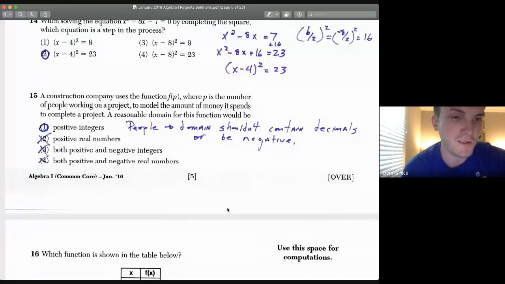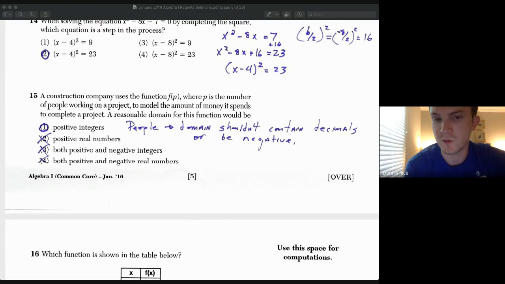15, a construction company. What's the domain? We've seen a bunch of questions like this, but different context in every one. Positive integers here because the domain is people. Positive real numbers would mean we could have decimal or fractional people. We obviously can't have negatives in choice 3 or 4, so those don't make any sense. People, the domain shouldn't contain decimals or be negatives. We have seen problems like this where rational numbers were allowed. Like what was the one we did the other day? Like weight or something. There was one where we could have decimals, the weight of some item.